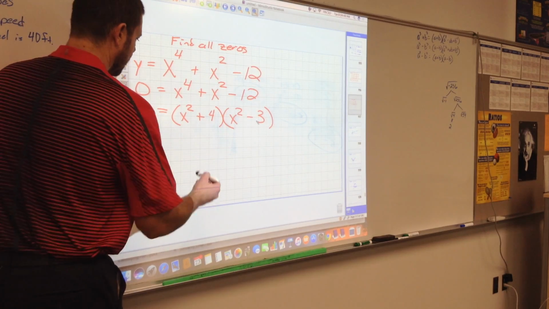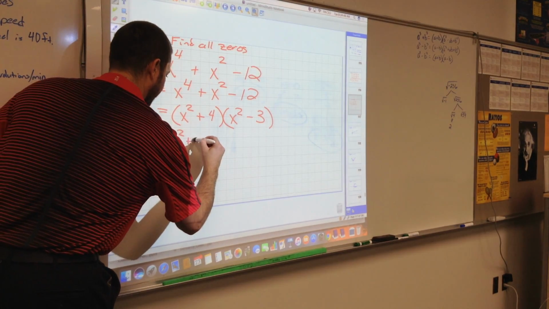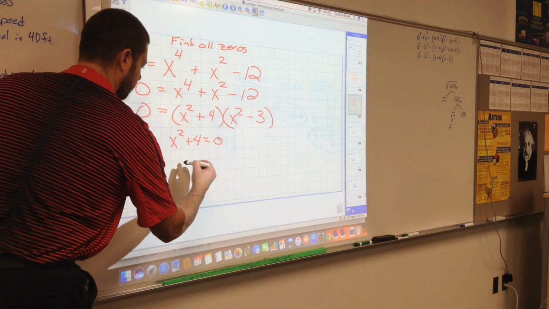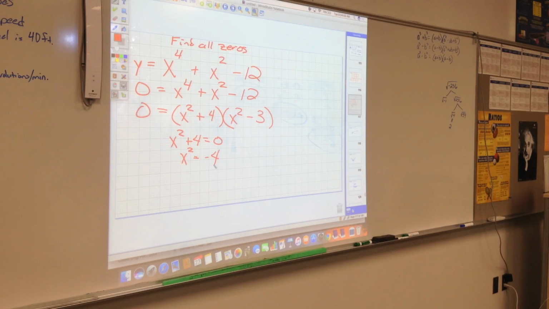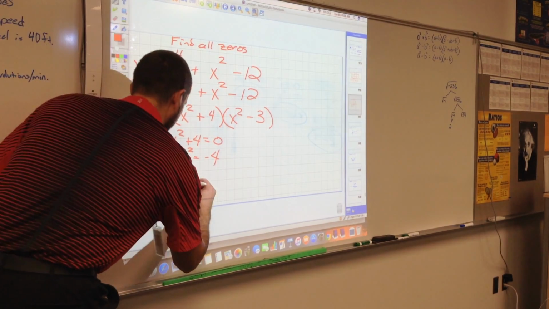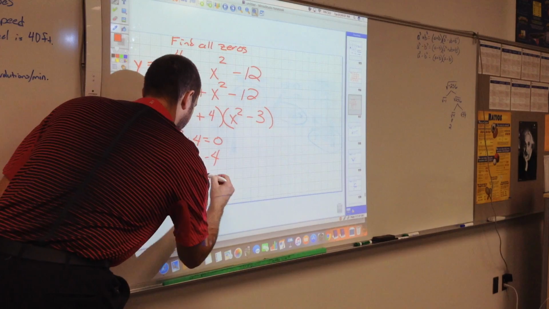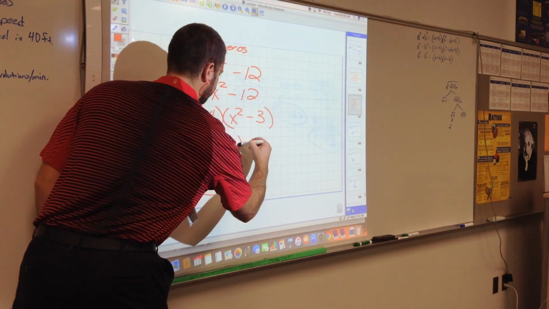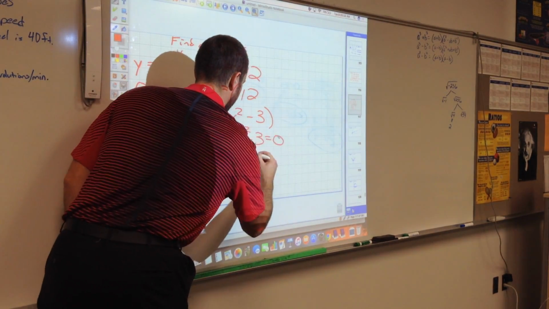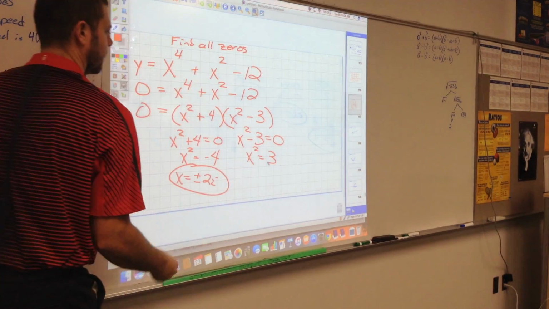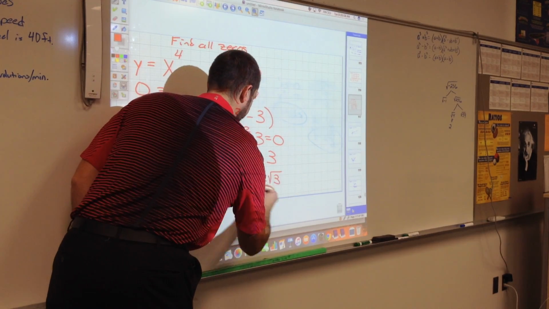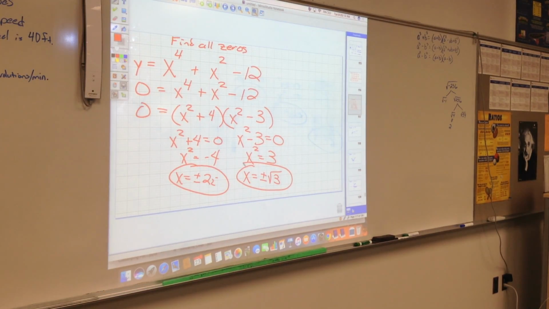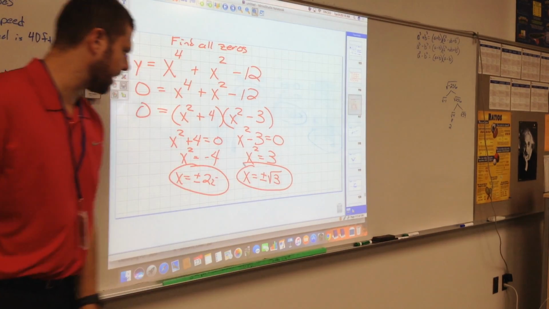Okay. So now, set both factors equal to 0. Subtract 4. What's the square root of negative 4? 2i. So x equals positive or negative 2i. X squared equals 3. And then square root both sides. Positive or negative radical 3. Can't really do anything with it, so just leave it as radical 3. So there's all your zeros. Positive, negative 2i, positive, negative, radical 3.